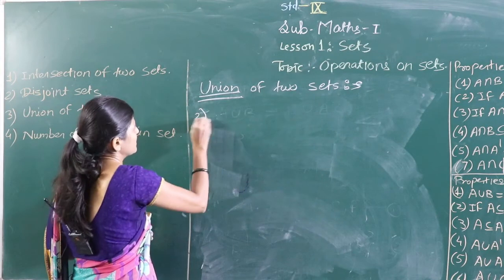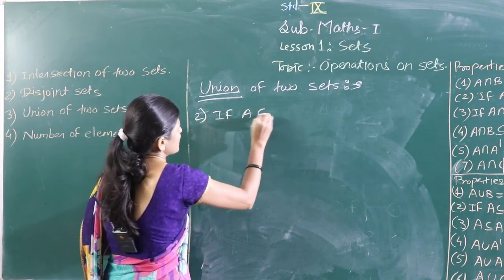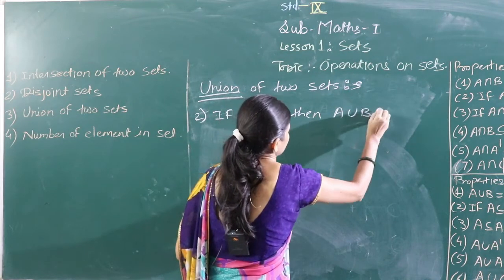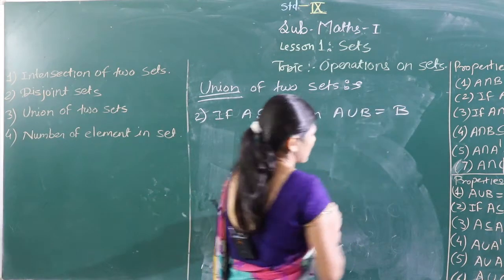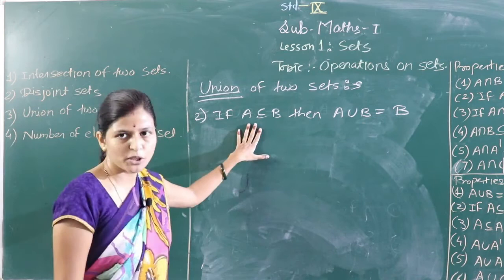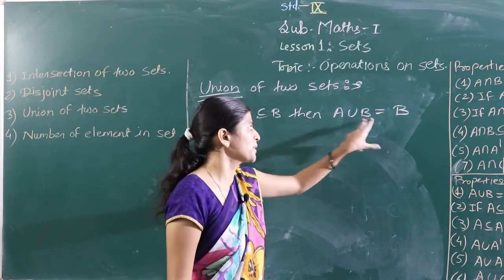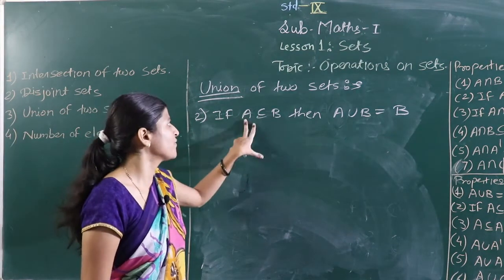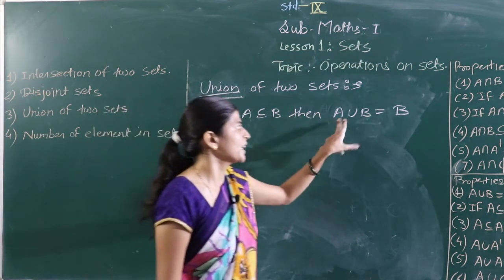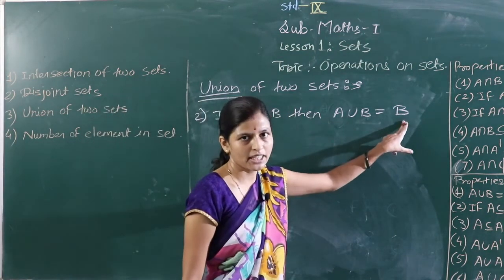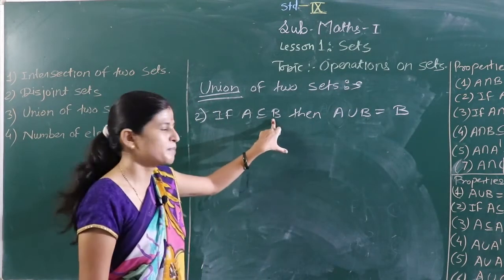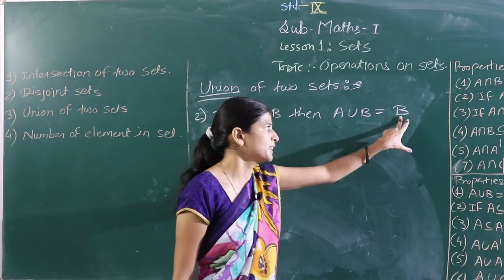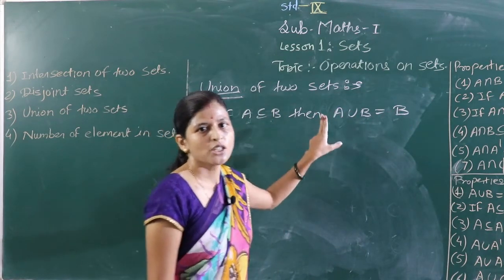Second property is, if A is a subset of B, then A union B is equal to B. In intersection, if A is a subset of B, then A intersection B is the smaller set. But in union, if A is a subset of B, then A union B is the bigger set, that is set B. Among these sets, B is bigger, so union is the bigger set. Always keep it in mind: union is the bigger set and intersection is the smaller set.